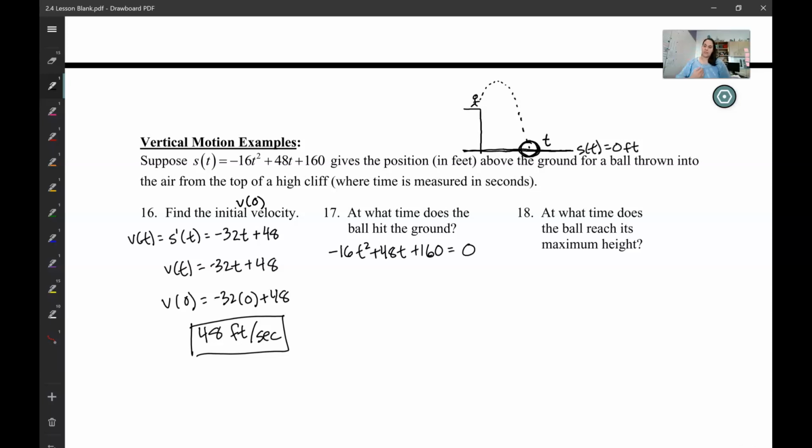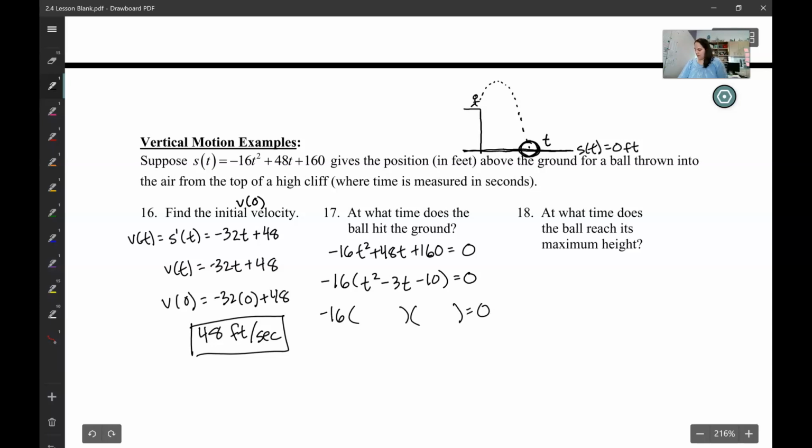Now I need to solve this. A couple different ways you can do it. This one actually factors out really nicely, no decimals, so you can do it pretty quickly by hand by seeing we have a GCF of 16. If I take that greatest common factor out, I'm left with that. And then I can factor that inside to t minus 5, t plus 2.